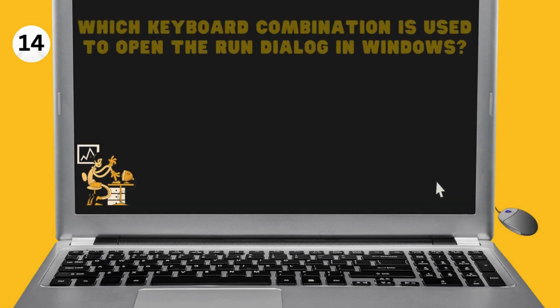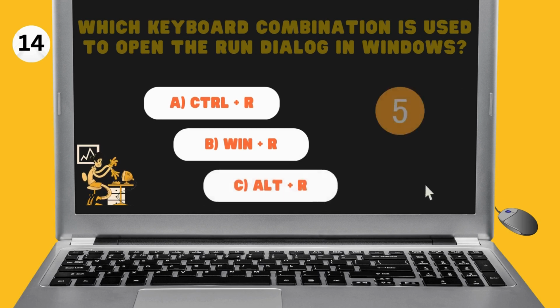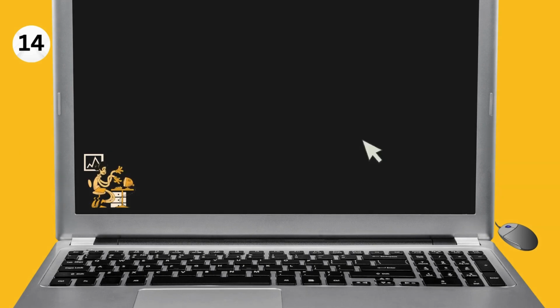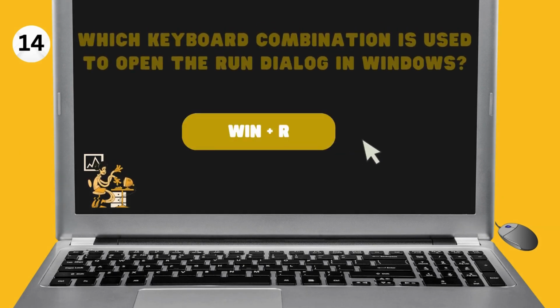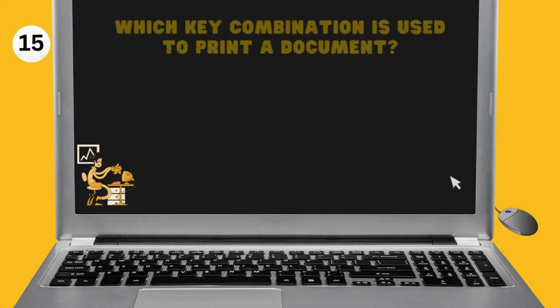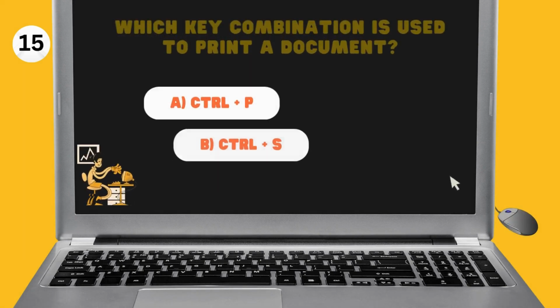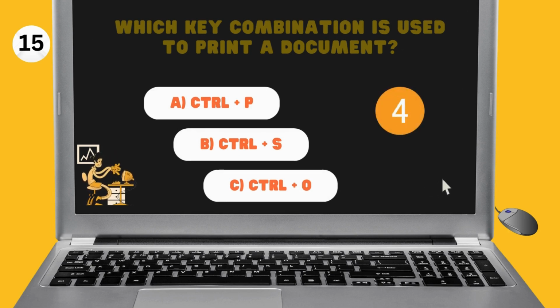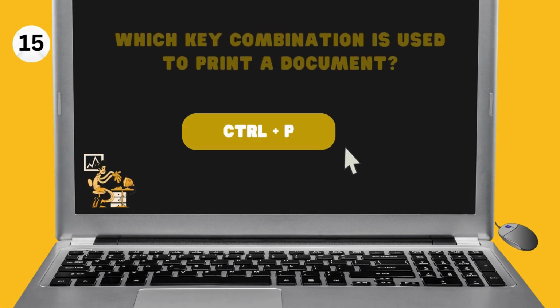Which keyboard combination is used to open the Run dialog in Windows? It is Win and R keys applied together. Which computer keyboard combination is used to print a document? It is Ctrl and P keys applied together.